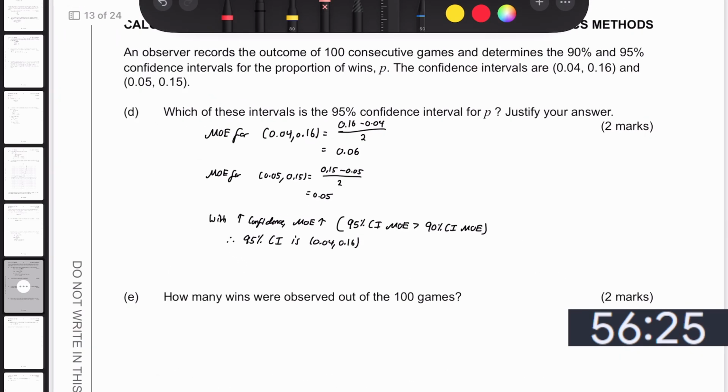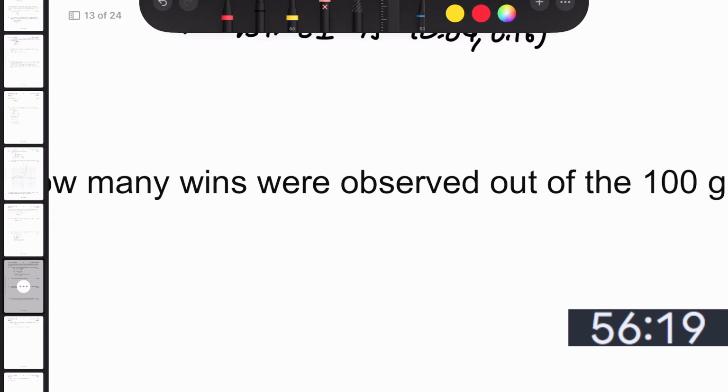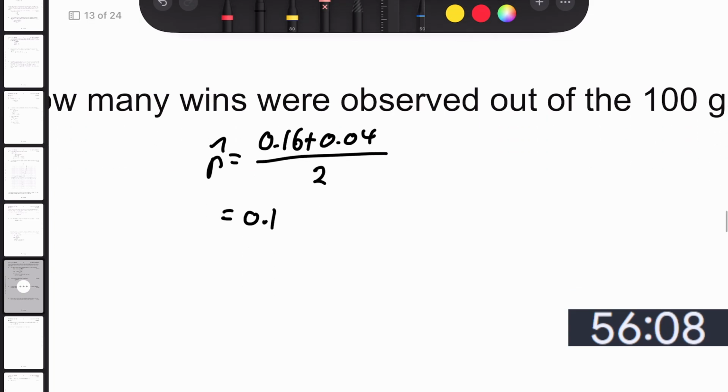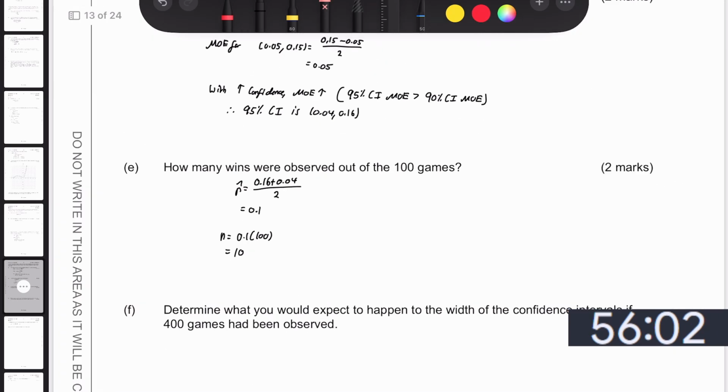How many wins were observed out of 100 games? Both add up to 0.1. So then p hat is equal to 0.16 plus 0.04 over 2. That'll be 0.1. So then 0.1 out of 100 is just going to be 10 wins.